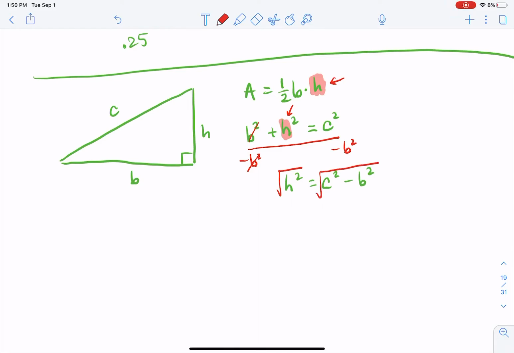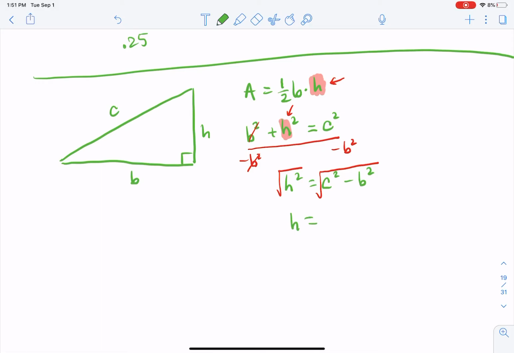Now, as I've mentioned in every single video so far, when you take the square root, when you're solving a quadratic equation, which is what we have here, you're supposed to have two answers, a positive and a negative. But does it make sense for this height to be negative after we take a square root? Nah, it's a height. It should be a positive number.